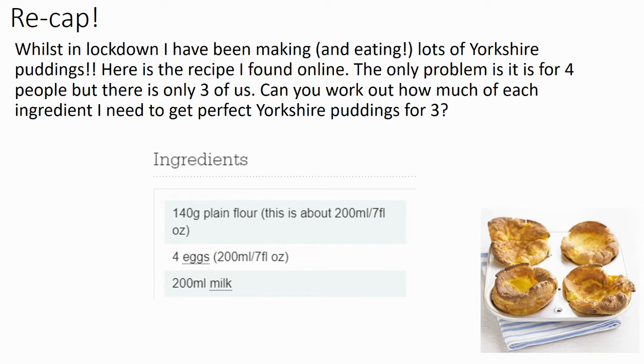as a starter. It's a recap on a topic that we did before half term and I'd like you to have a go. So, whilst in lockdown I've been making and eating lots of Yorkshire puddings and I found this recipe online, but there's a problem with it. It's only for 4 people, and there are 3 of us in my house. So, can you help me work out how much of each ingredient I will need to get perfect Yorkshire puddings for the 3 of us?